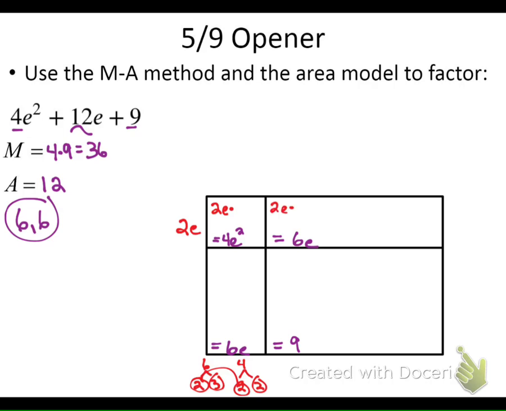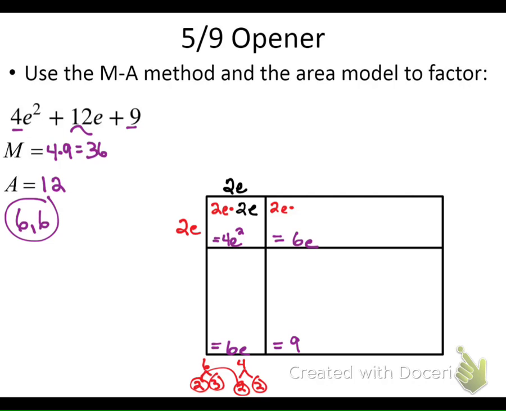So my top row of my area model is almost filled out. I know the area of each rectangle, and I know the height of each rectangle for the top. So now I need to determine what each width is. So I think to myself, 2e times what gets me to 4e squared? Okay, so if I take 2e times e, I'll get 4e squared. So it needs to be an e. Good. So the width of my first rectangle is 2e, so I'm going to label it.